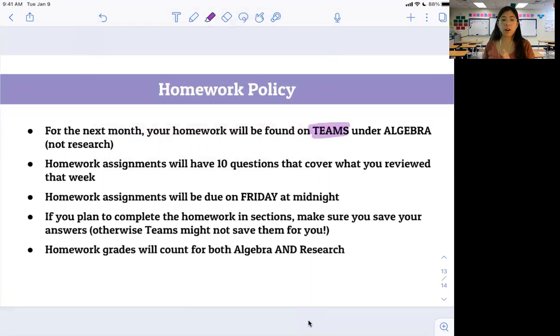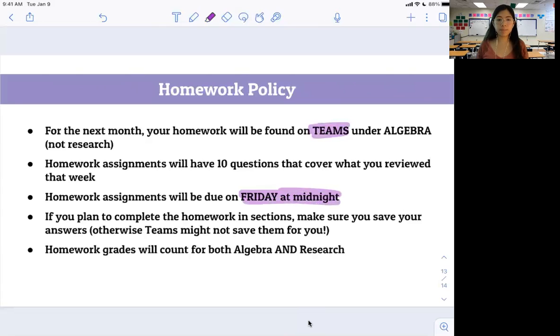Homework assignments are always going to have 10 questions that cover everything that we talked about this week. So we're going to have functions. What is a function? What's not a function? Parts of a function, domain and range. Everything that we talk about this week will be on your homework assignment. Homework assignments will be due Friday at midnight. That doesn't really change. That's always been that way.